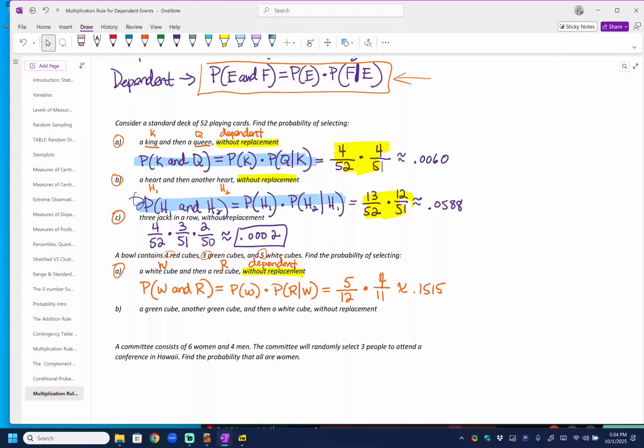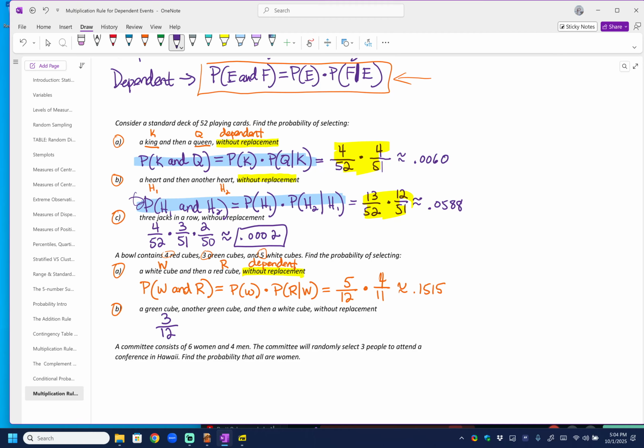So what about a green, green, and then a white? So 3 of these this time. Again, let's get away from the formula. Let's just jump right into it and see how this works. On our first grab into the bowl, there's 12 cubes, and we're trying to pick a green one. So there's 3 of them the first time.